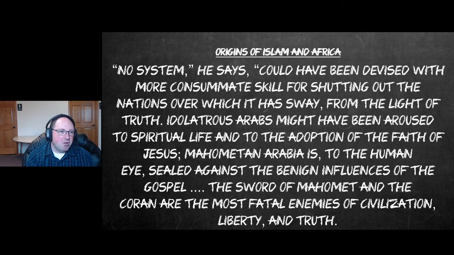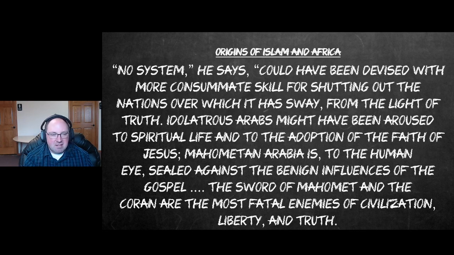No system, Muir says, could have been devised with more consummate skill for shutting out the nations over which it has sway from the light of the truth. Idolatrous Arabs might have been aroused to spiritual life and to the adoption of the faith of Jesus. Mohammedan Arabia is, to the human eye, sealed against the benign influences of the gospel. The sword of Muhammad and the Quran are the most fatal enemies of civilization, liberty, and truth.